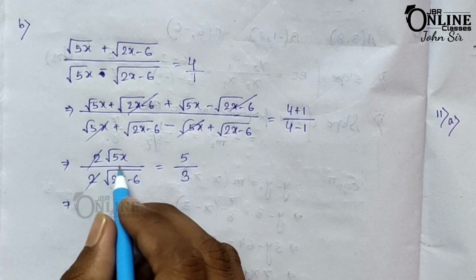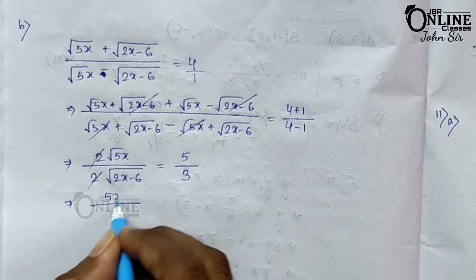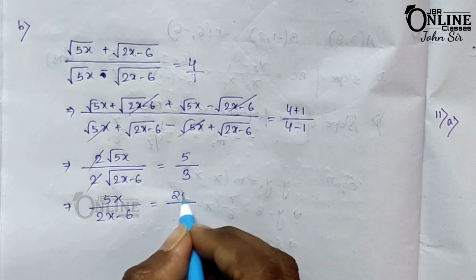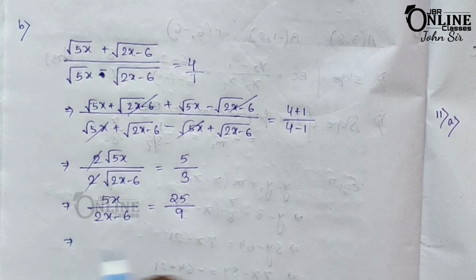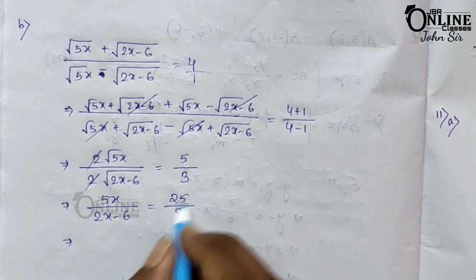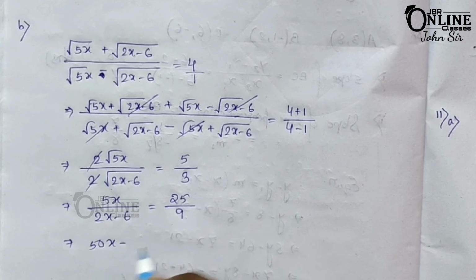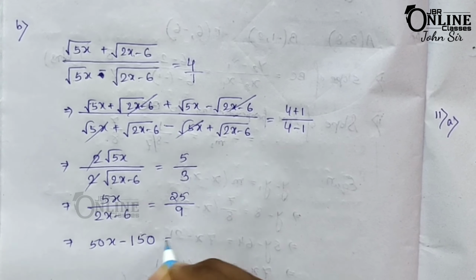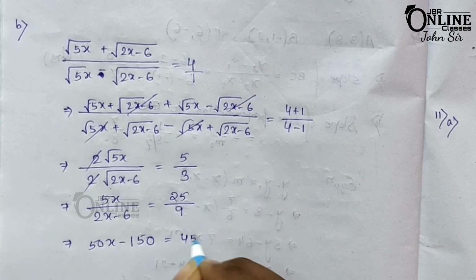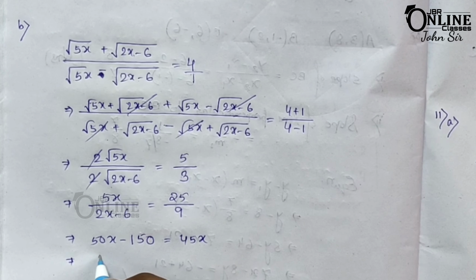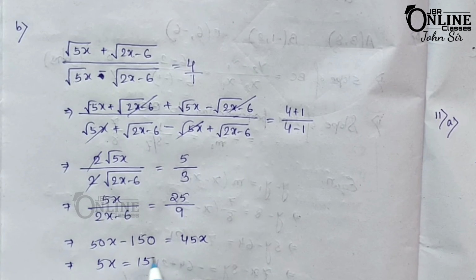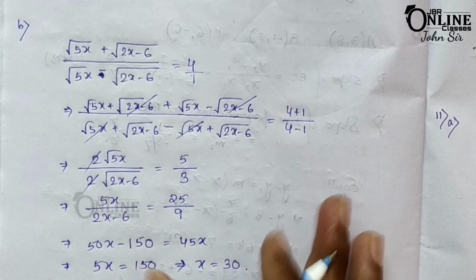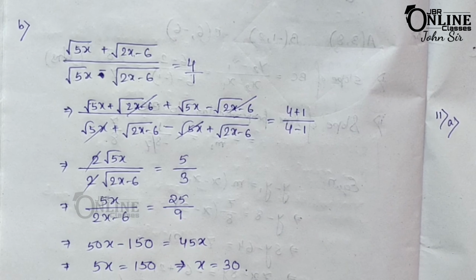Okay, now squaring both sides, you will get 5x here and here 2x minus 6, right hand side 25 minus 9. Now cross multiply. That will be 50x and 150 equals 45x. So finally 5x equals 150. So from that x equals 30. That is the given answer.